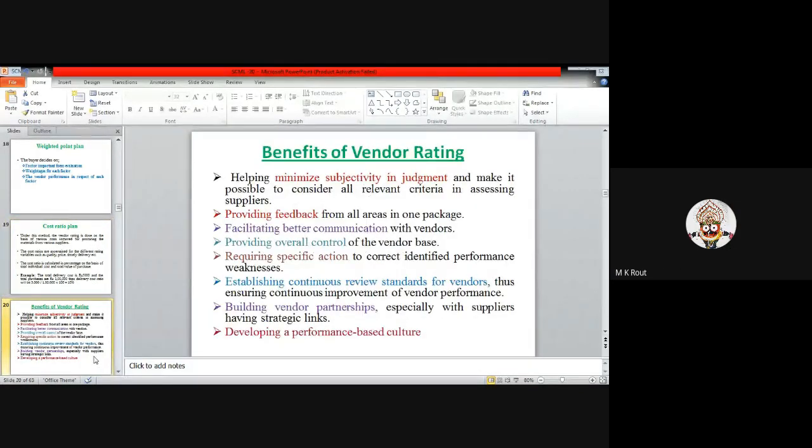So these are the basic advantages, or considered the benefits, of vendor rating. The first is that it minimizes subjectivity in judgment, because most of the vendors are providing valuable information. But it is the duty of the manufacturing side to judge with minimum subjectivity. The next one is that vendor ratings provide feedback from all areas in one package.